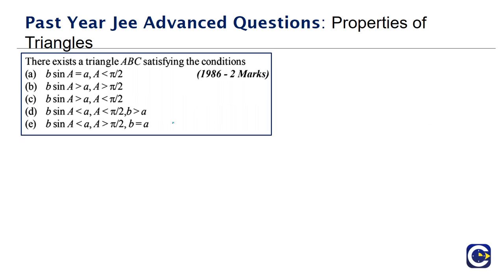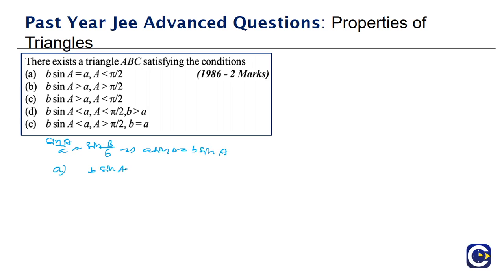There exists a triangle ABC satisfying the conditions b sin A is equal to a, and A is less than 50 degrees. So which of the following options are correct? First let us take the sine rule, which is sin A by a is equal to sin B by b is equal to sin C by c. So sin A by a is equal to sin B by b, which implies a sin B is equal to b sin A. So let us consider the first option.